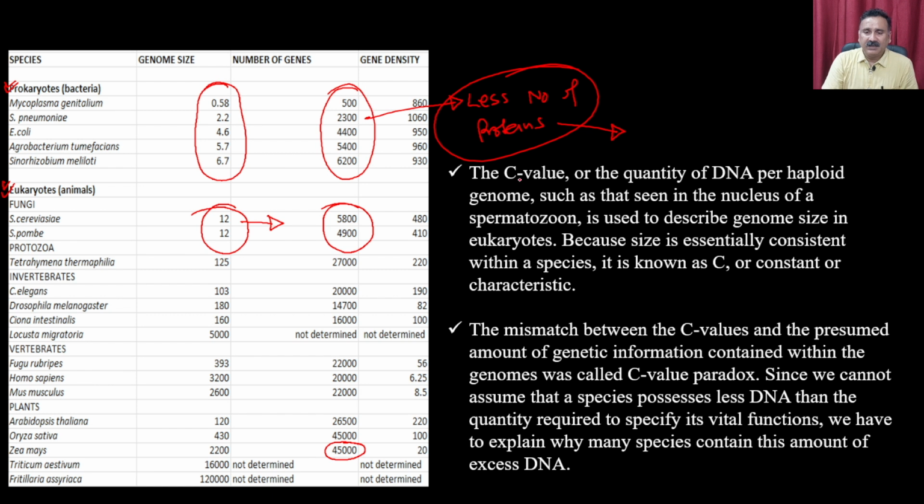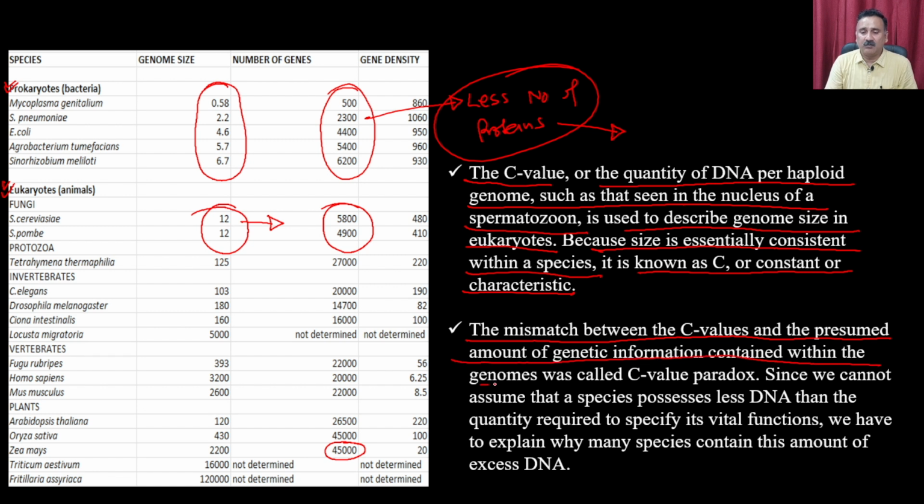So the C value or the COT values, or the quantity of DNA per haploid genome, such as that seen in the nucleus of a spermatozoon, is used to describe the genome size in the eukaryotes. Because the size is essentially consistent within the species, it is known as the C value or the characteristic. The mismatch between the C value and the presumed amount of genetic information contained within the genome is called the C value paradox. Since we cannot assume that a species possessed less DNA than the quantity required to specify its vital functions, we have to explain why many species contain this amount of excess DNA.